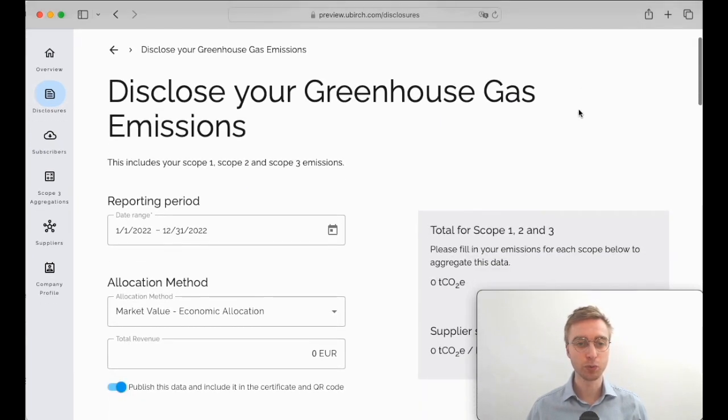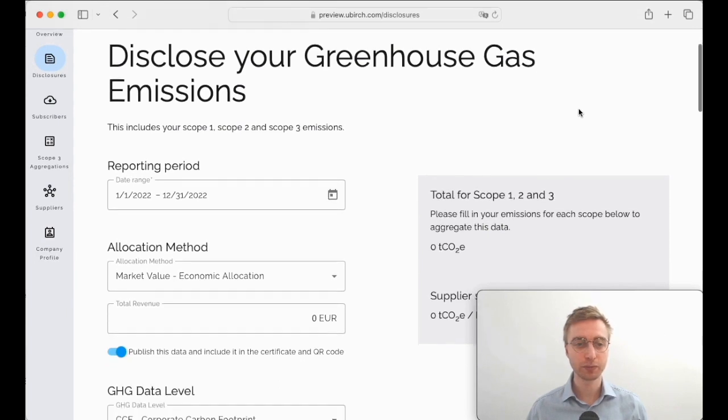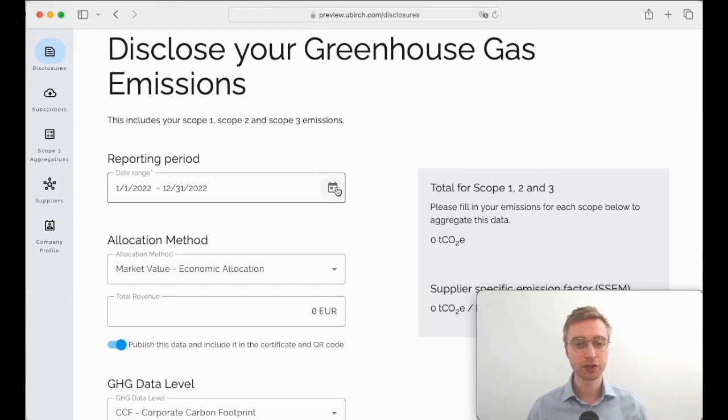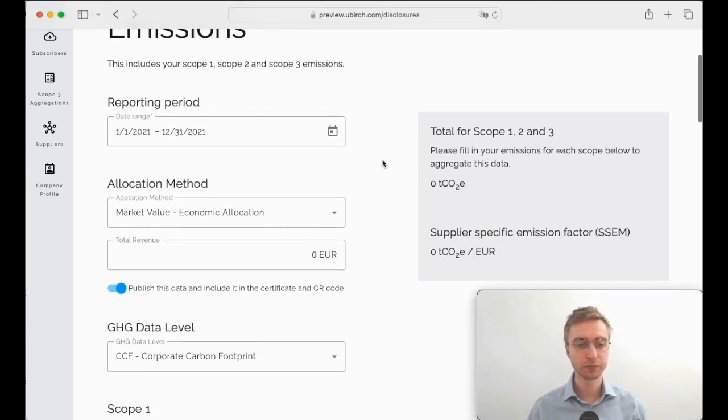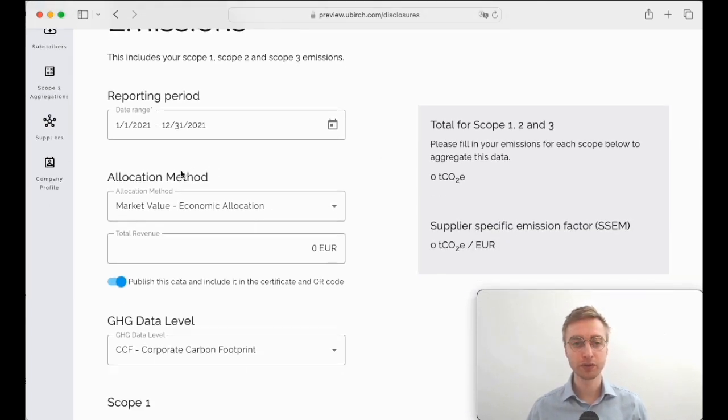Now I see a form where I can input all of the pertinent information. Initially, it pertains to the period of reporting. This is the period for which I'm currently creating a CO2 equivalent report. Now we come to the topic of allocation method and greenhouse gas data level.